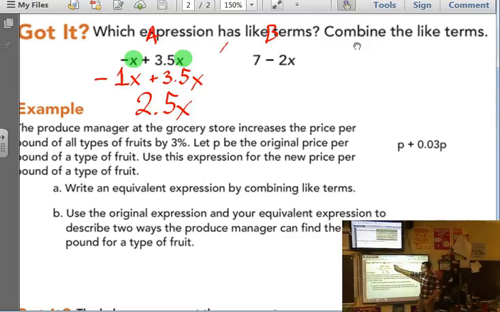So here, these are non-like. Please label what kind of term is 7. Flynn, what kind of term is 7? Is it a constant or a variable? Do we know what it is or could it change?